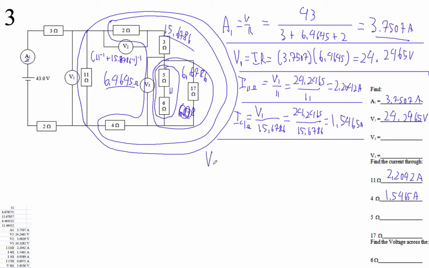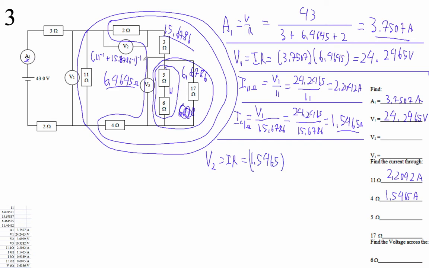will be IR. So V2 is IR, and it's this current. The same current that goes through the 4 ohm is also going through the 2, through the 3, through this mess, and through the 6, right? So it's this current, 1.5465.